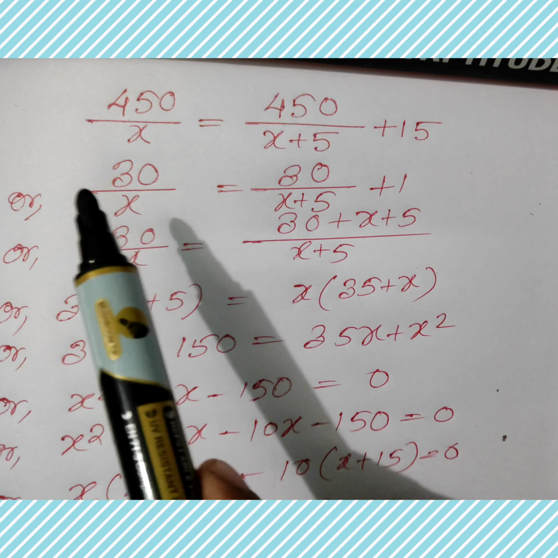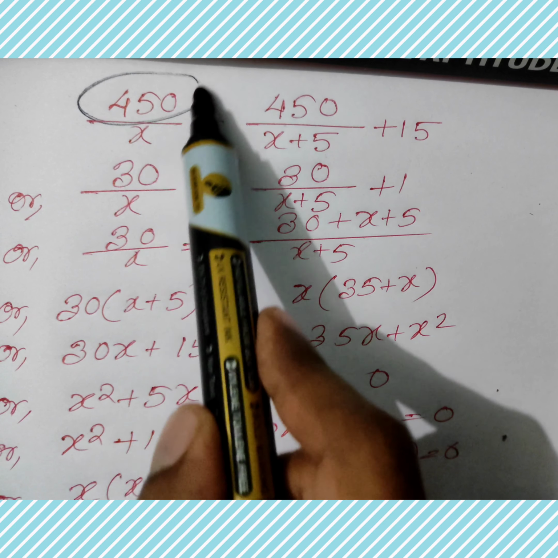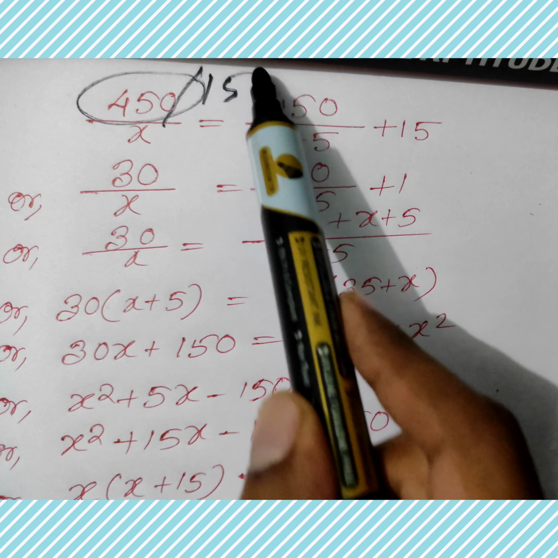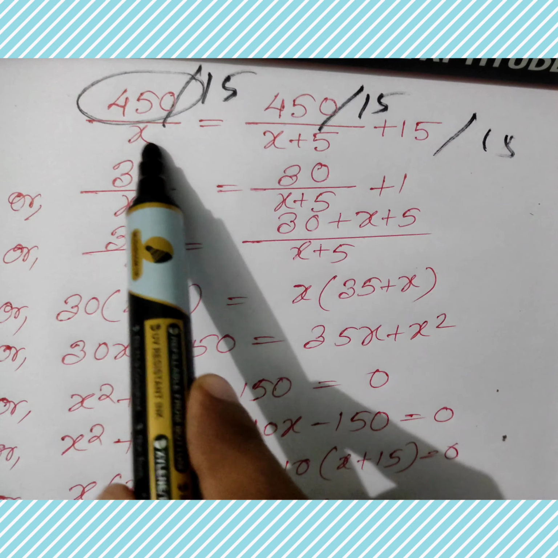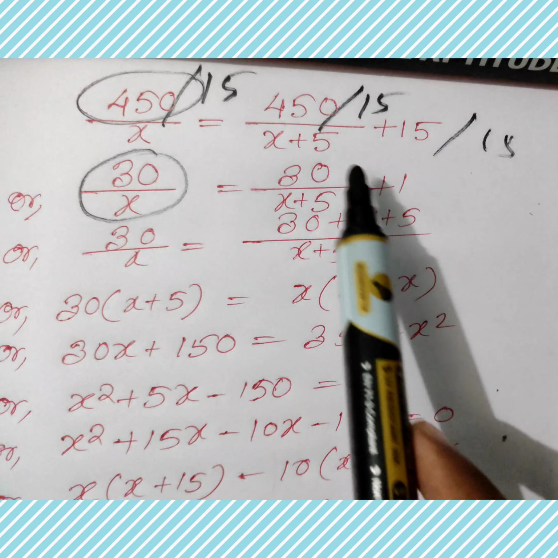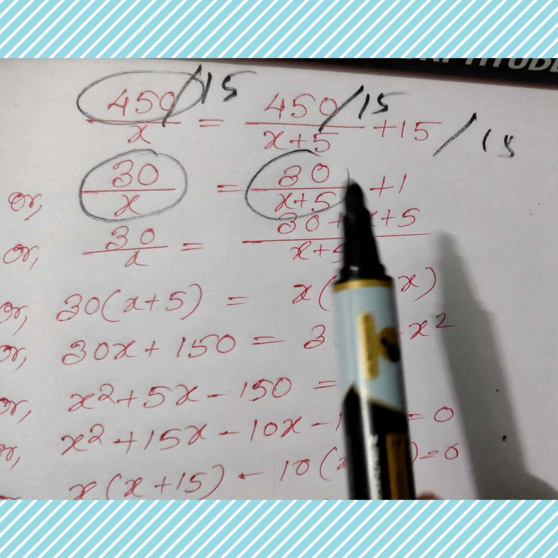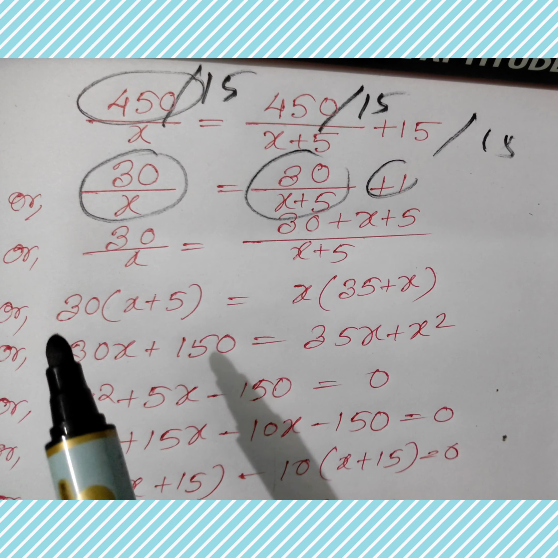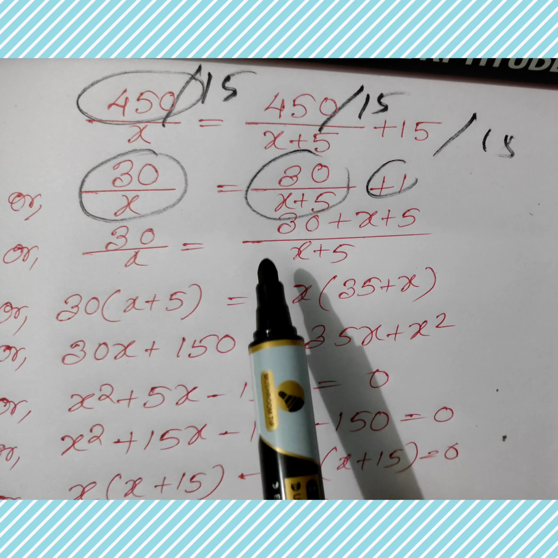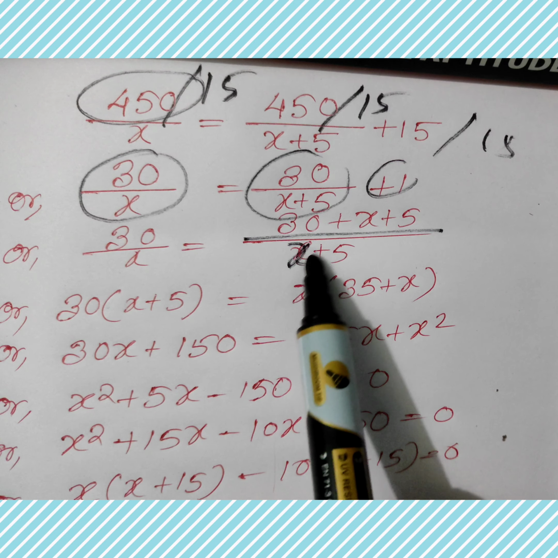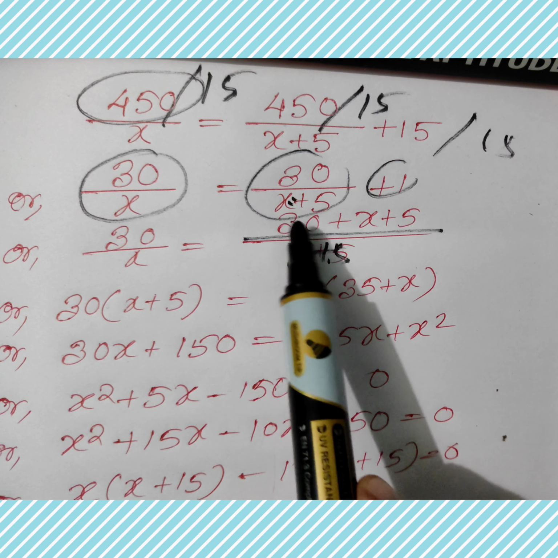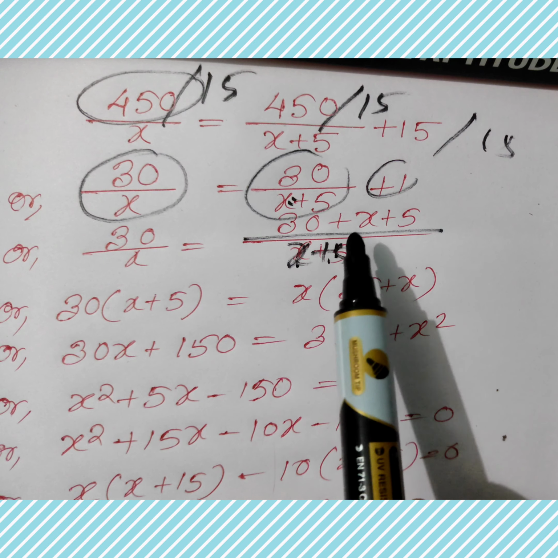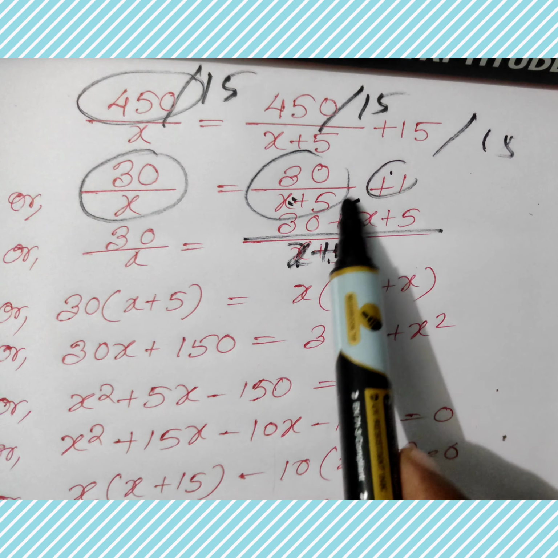So what to do, just divide 450 by 15 and 15 by 15, and we will get 30 by x, then 30 by x plus 5, then 1. In the next step, x plus 5 and cross, so we get 30 plus x plus 5 plus 1 equal to x plus 5.